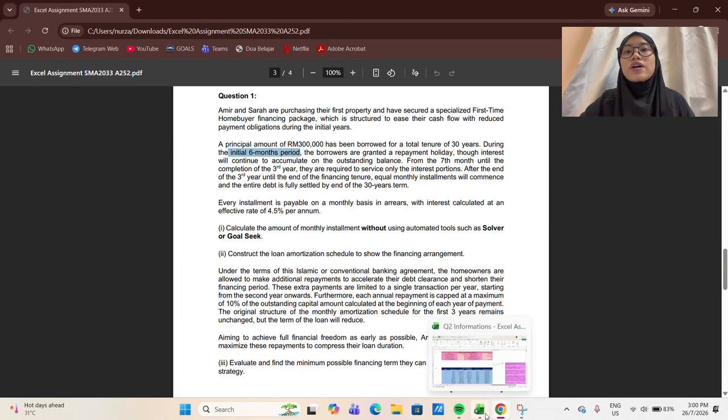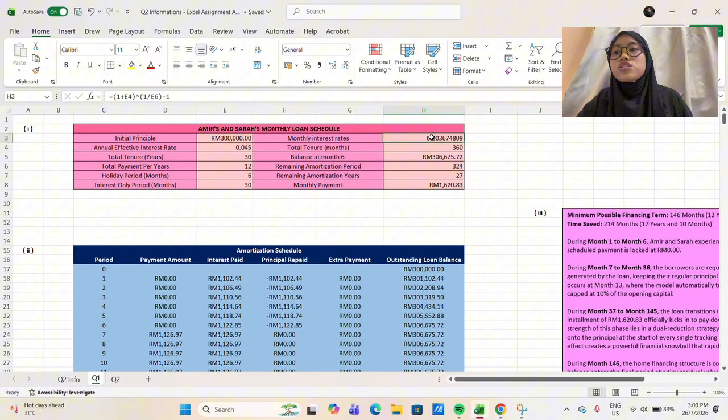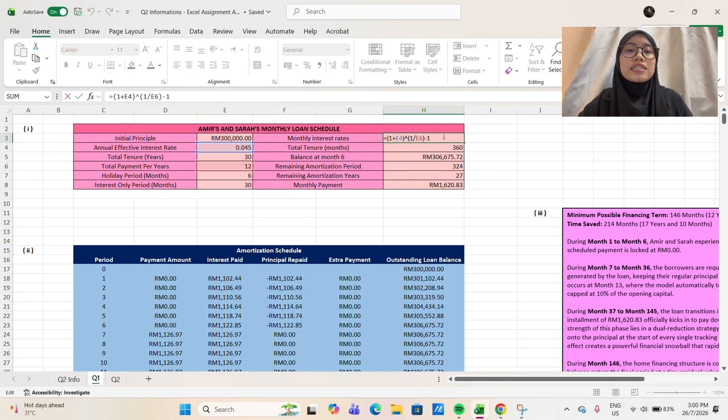To begin our setup for question 1, part 1, we will establish our inputs table. First, we convert the 4.5% effective annual rate I into a monthly effective rate j using the compounding formula, which is 1 plus I to the power of 1 over 12, minus 1, and then we will get our monthly interest rate, which is 0.0036748809. During the initial 6-month repayment holiday, 0 payments are made.